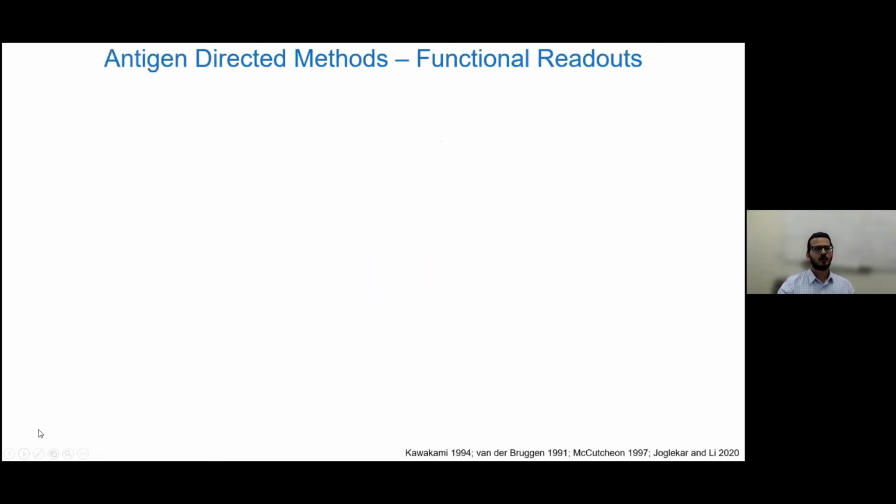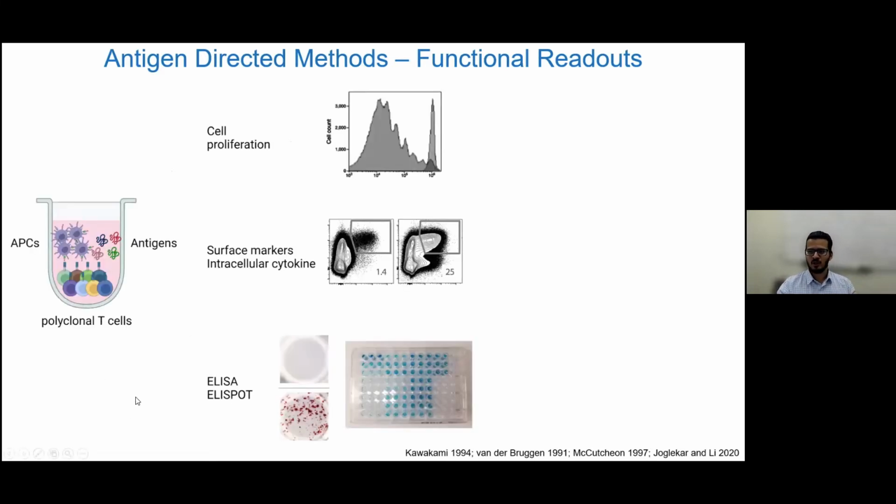So these are probably the most widely used methods for looking at T cell specificities. And perhaps the simplest set of methods is to look at functional readouts in response to an antigen. So here, the concept is that you start with a polyclonal population of T cells and stimulate those T cells with antigens of interest. These could be proteins, these could be lysates, these could be peptides.